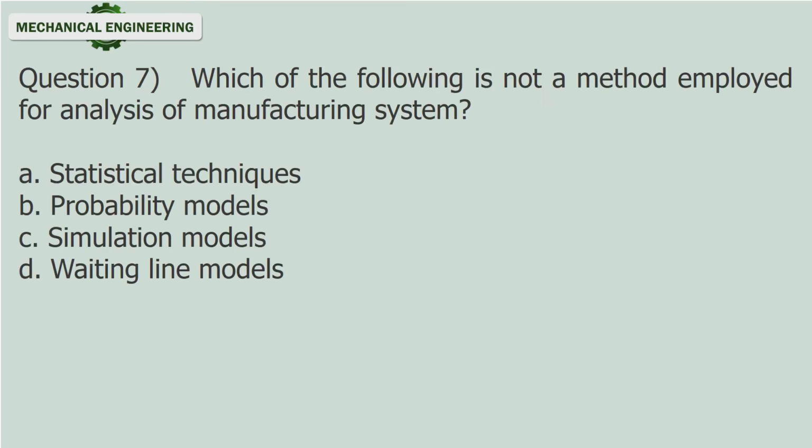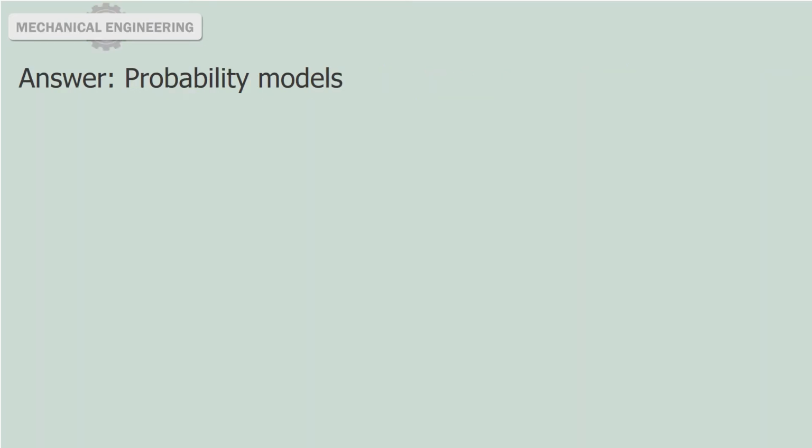Question 7. Which of the following is not a method employed for analysis of manufacturing system? A. Statistical techniques. B. Probability models. C. Simulation models. D. Waiting line models. Answer: probability models.